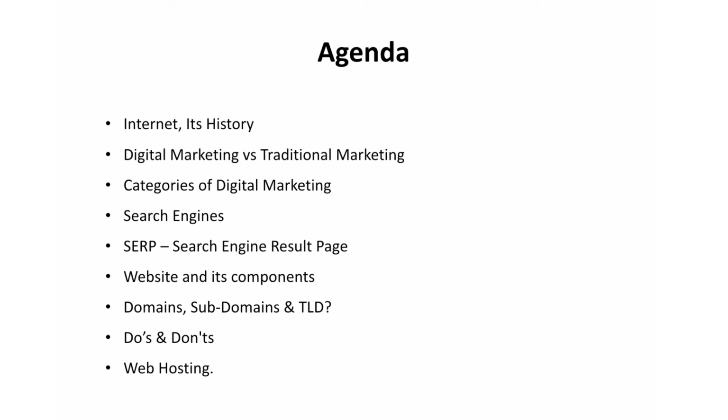Today we're going to be taking a look at what is the internet and its history, digital marketing versus traditional marketing, categories of digital marketing, what are search engines and their types, how is the search engine result page and what are its components. But then we're going to look at what is a website as opposed to what is a web page and its components.